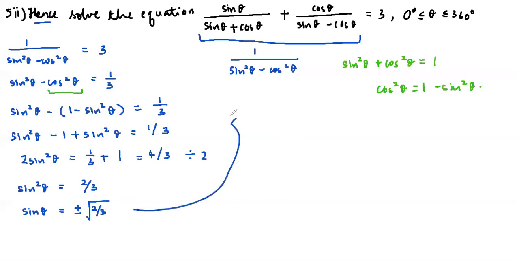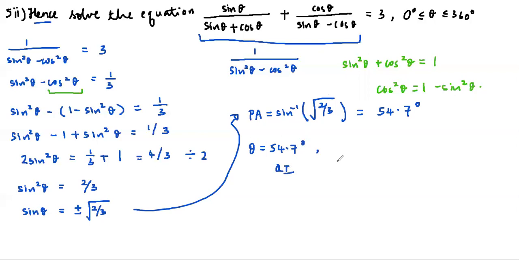So now we need to find the principal angle that is given by inverse sine of square root of 2/3. And this principal angle can be obtained from your calculator. That gives you 54.7 degrees. The angle that you need now is 54.7 degrees. This is a quadrant 1 angle. In quadrant 2, you have 180 degrees minus the principal angle, 54.7 degrees. That will give you a quadrant 2 angle.